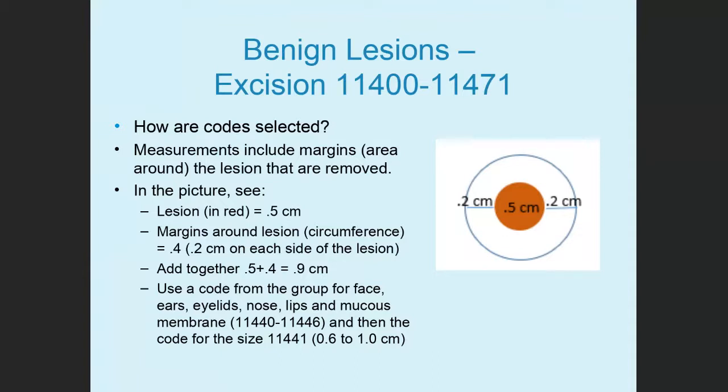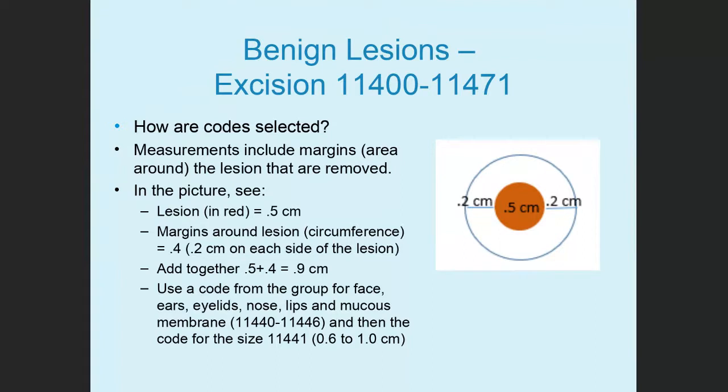The measurement used to select a code does not include only the size of the lesion. It also includes the margins. This is the area around the lesion that is also removed with the lesion itself. So in this picture, the lesion is in red, and that's 0.5 centimeters. The margin around the lesion is the circumference through the circle. 0.2 centimeters on one side, 0.2 centimeters on the other side. So you have 0.2, 0.5, and 0.2, which is 0.9.